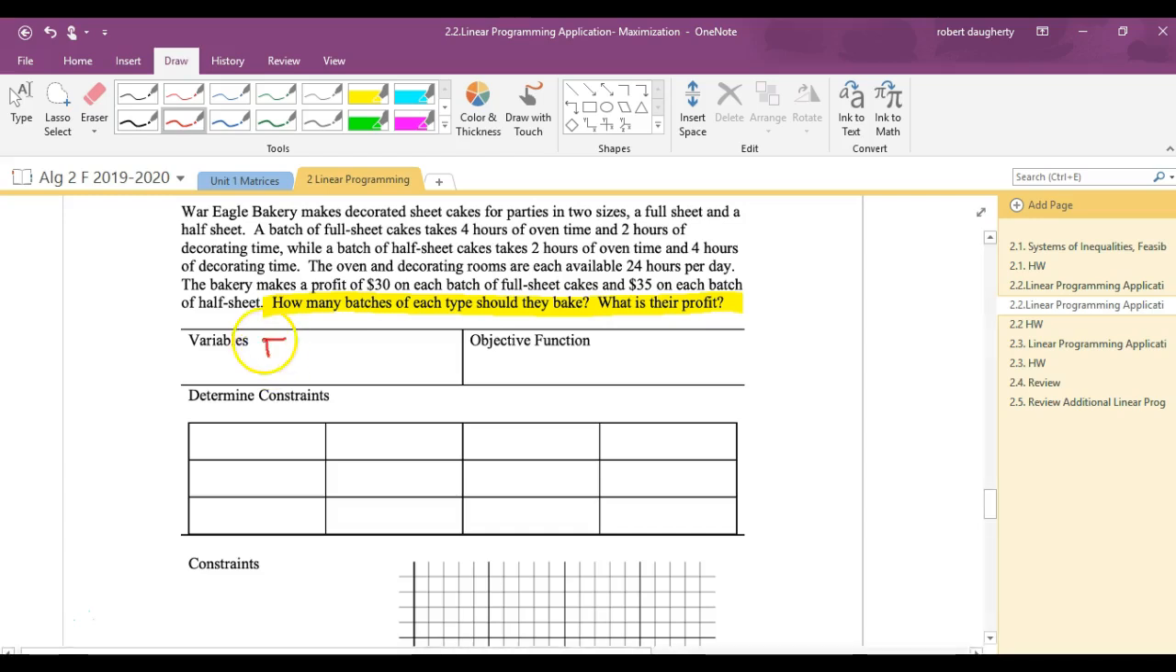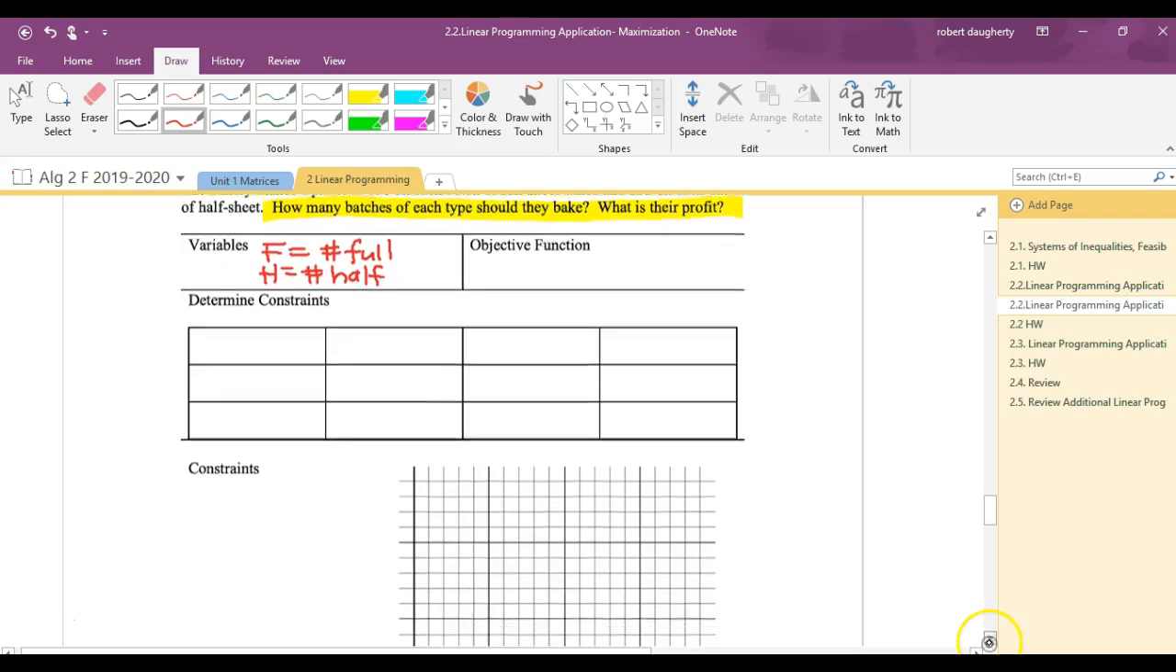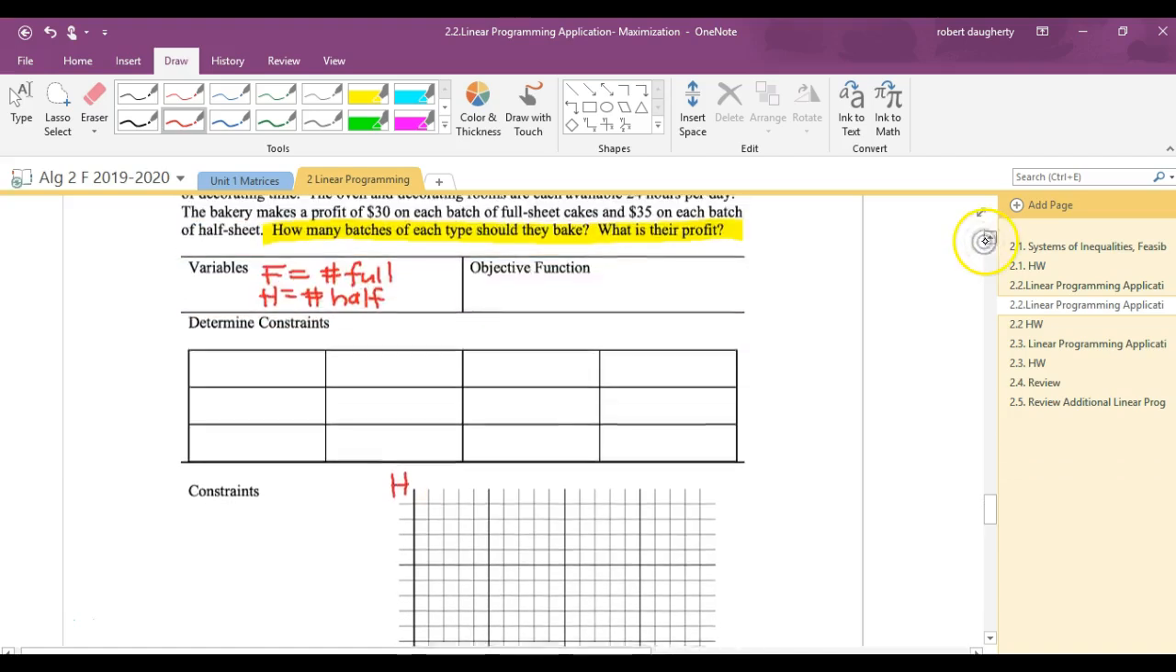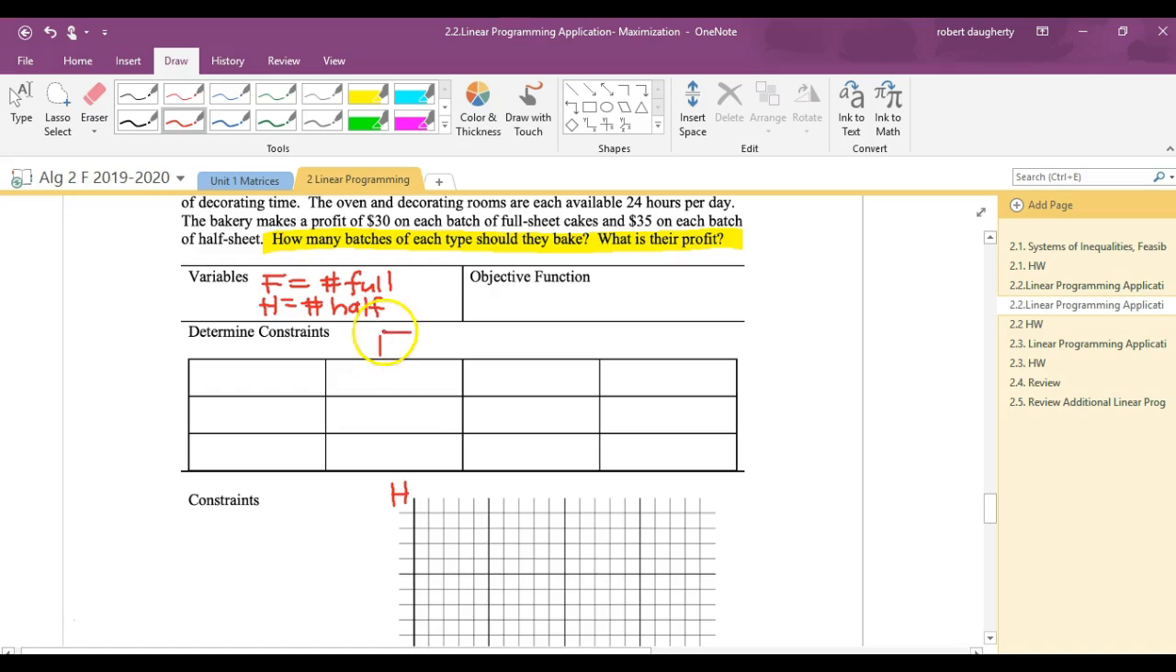So I'm just going to say F equals the number of full. H equals the number of half. The minute I do that, I wrote F and H. So every time I write this from now on, F is my first variable, H is my second variable, okay? You could flip those around. You could write H and F. The minute you do that, make sure you are consistent every time, okay?